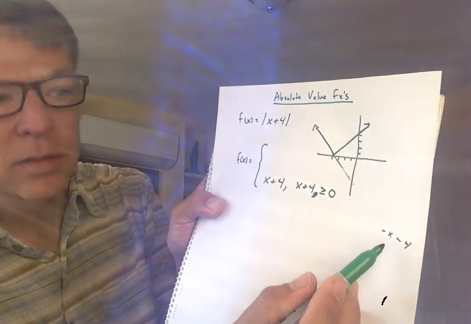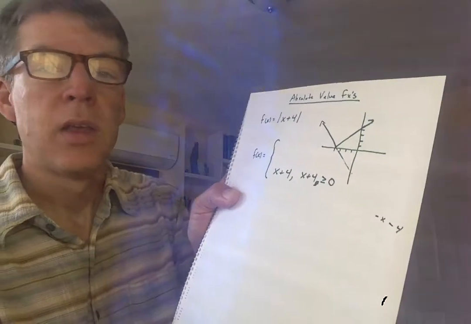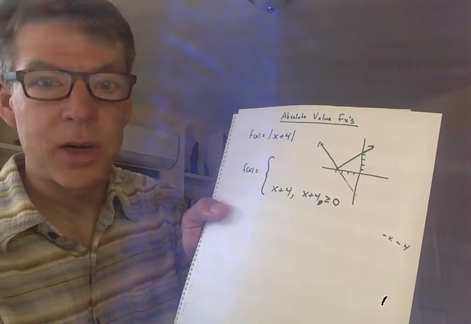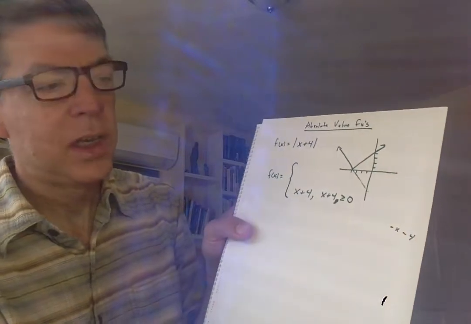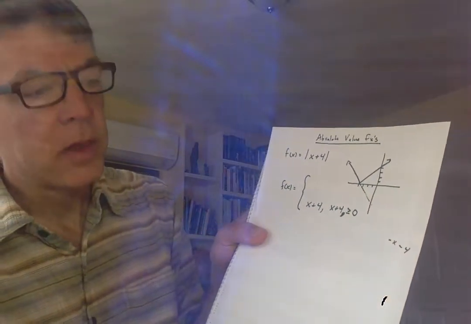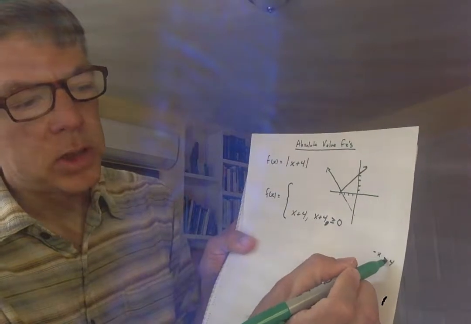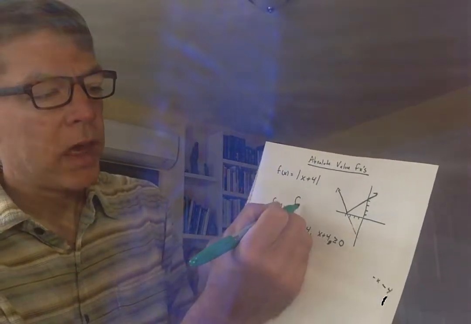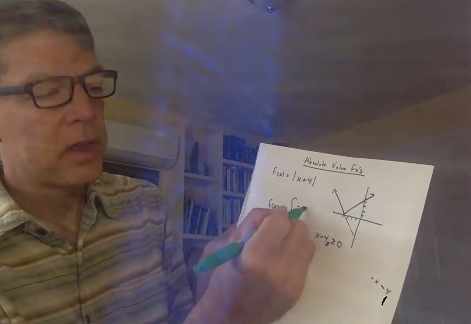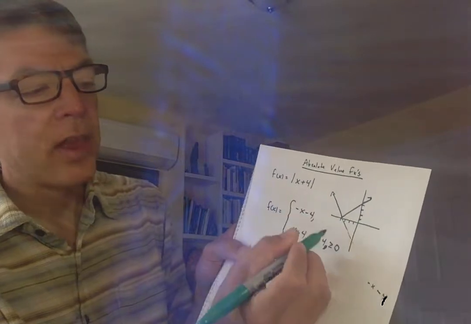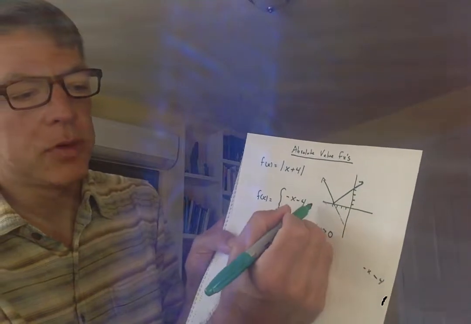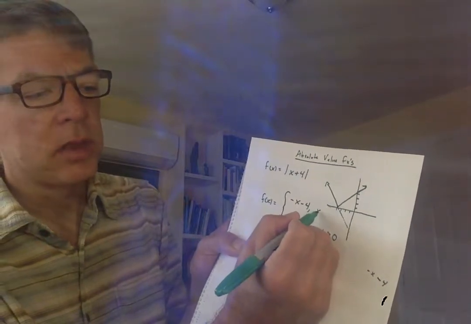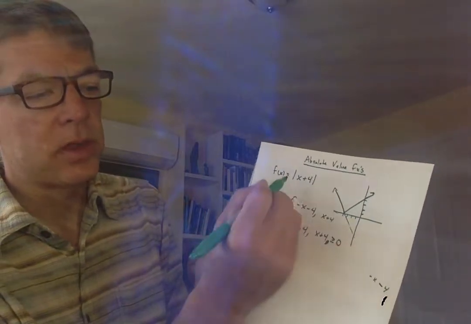Negative x minus 4. I'm hesitating because everything that I'm writing right now is backwards, like it's in a mirror. Okay, so that's a minus sign there. So we have negative x minus 4 here, and that's only for the values of x that are less than negative 4. So that's when what's in the bars is negative, right?